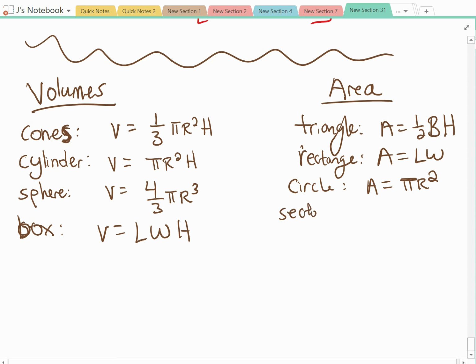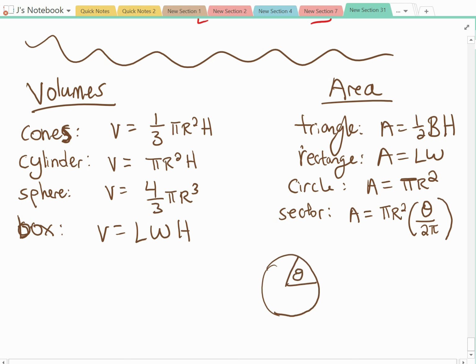Well, there's also sectors of circles. The area of a sector of a circle of angle theta is pi r squared times theta over 2 pi. So here's a picture of the full circle, and here's the angle theta. If theta was 2 pi, that's the entire circle. You have 2 pi divided by 2 pi, we get pi r squared out. If theta is 180 degrees, it's pi. Then you have half the area of the circle, pi over 2 pi, and you'll have half of pi r squared out.